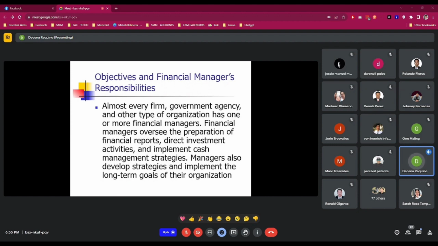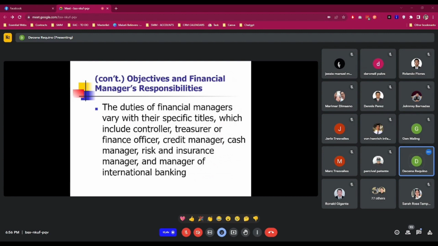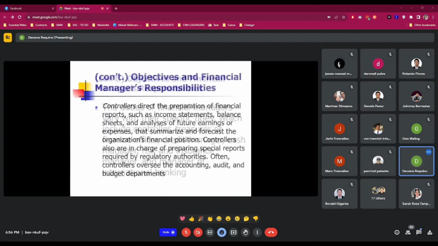Almost every firm, government agency, and other type of organization has one or more financial managers. Financial managers oversee the preparation of the financial reports, direct investment activities, and implement cash management strategies. Managers also develop strategies and implement the long-term goals of their organization. The duties of financial managers vary with their specific titles, which include controller, treasurer, or finance officer, credit manager, cash manager, risk and insurance manager, and the manager of international banking.